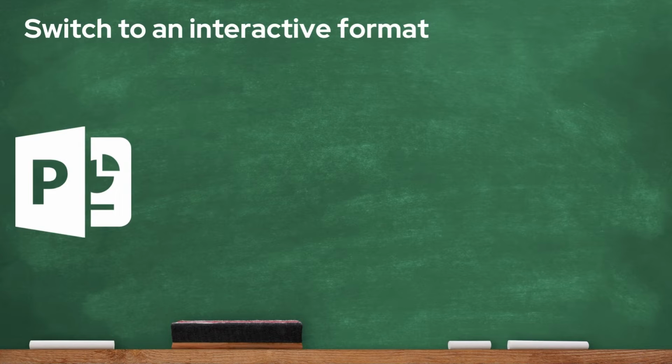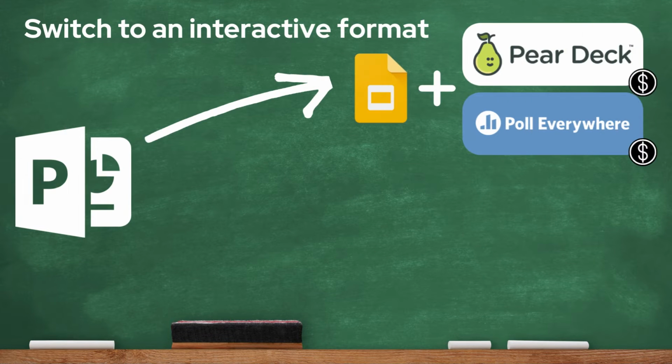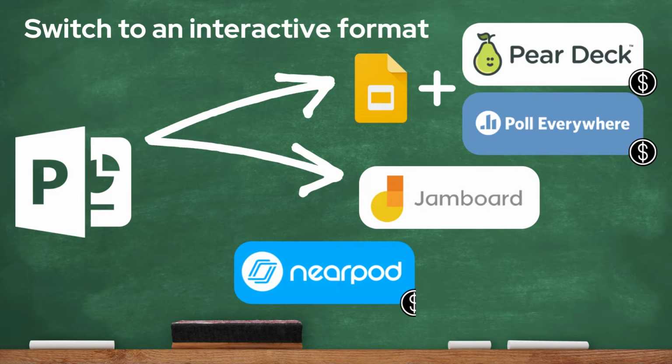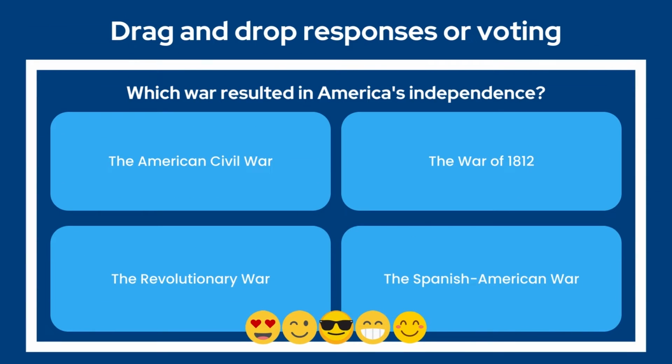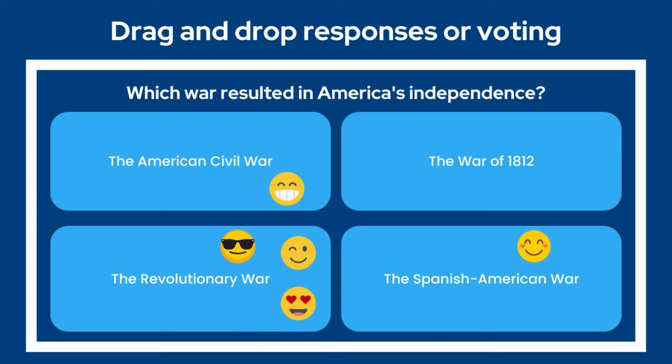Switching from writing on the board or the PowerPoints that live on your desktop to an interactive format is a great place to start. Some options include Google Slides, either by itself or with the addition of an add-in like Pear Deck or Poll Everywhere, Google Jamboard, Nearpod, or Canva, which is used to make this Pop-Up Practices series. Some of these are free and some have paid models with free versions. With an interactive format, you can do things like drag and drop responses or voting. Set up a poll directly in a slide or as a poll question, depending on the tech that you choose. Students can then drag and drop their favorite emoji or voting symbol to answer the question.